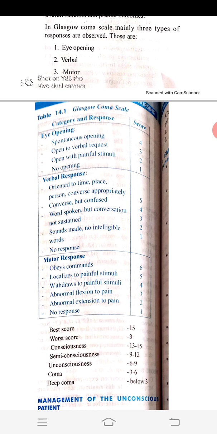When we give painful stimuli, that is, we press the patient's fingertips and the patient opens their eyes and responds, then we score 2 points. If there is no eye opening after giving the painful stimuli, then we score 1 point. So in eye opening, the maximum score is 4 and the minimum score is 1.